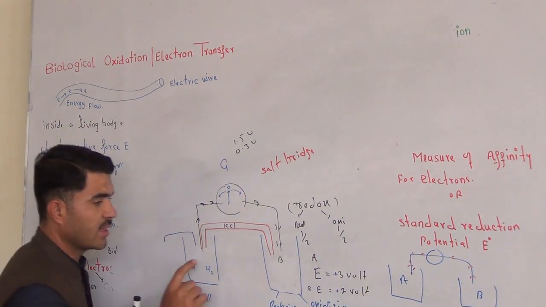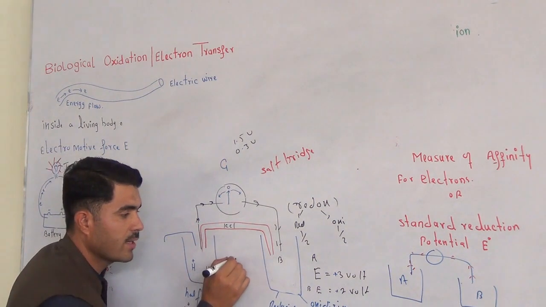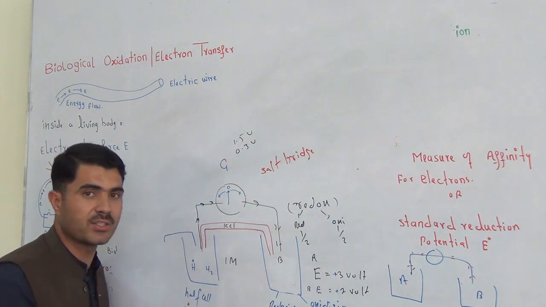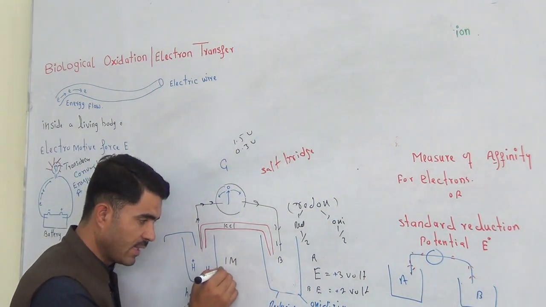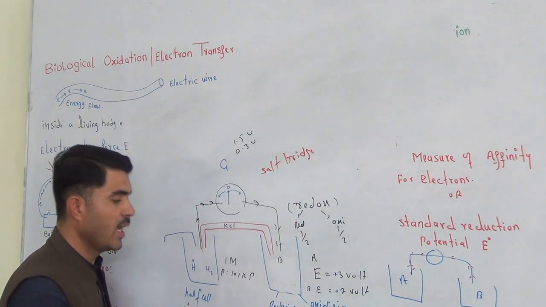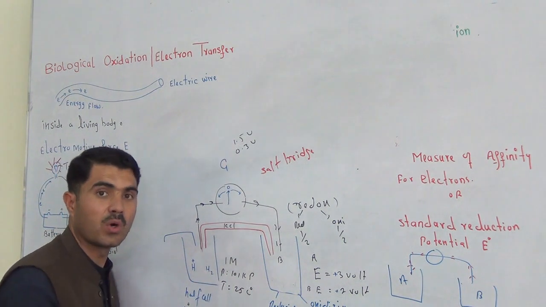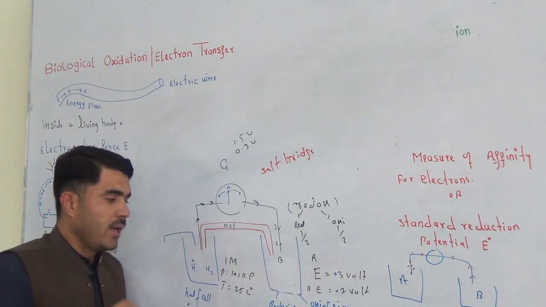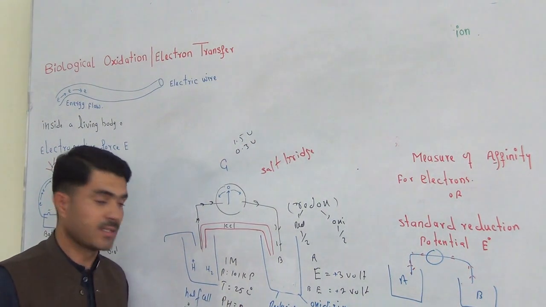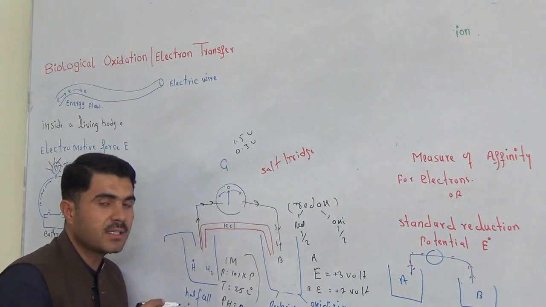At specific conditions means the amount of both the half cells must be 1 molar. If it is not 1 molar, you cannot use the word standard. And the pressure must be 101 kilopascal, and the temperature must be 25 degrees centigrade or 298 Kelvin, and pH is 0. So in this condition, we will write E naught, standard reduction potential.